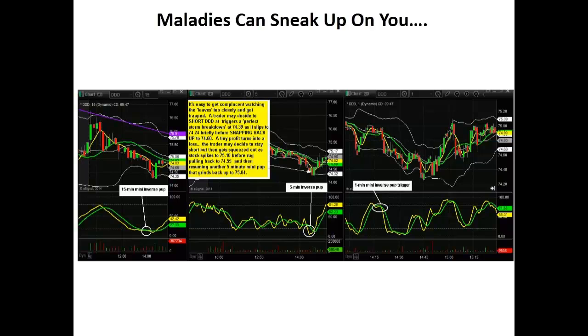And then by 2:53, 2:54 p.m., all right, you see the 1 minute trying to make a mini inverse pup, but then they cross it back up, and at that point, you're starting to get worried because your 5 minute mini inverse pup premise has now, well, it got taken out because the 5 minute stochastics have not only crossed up, but now they're crossing the 20 band.